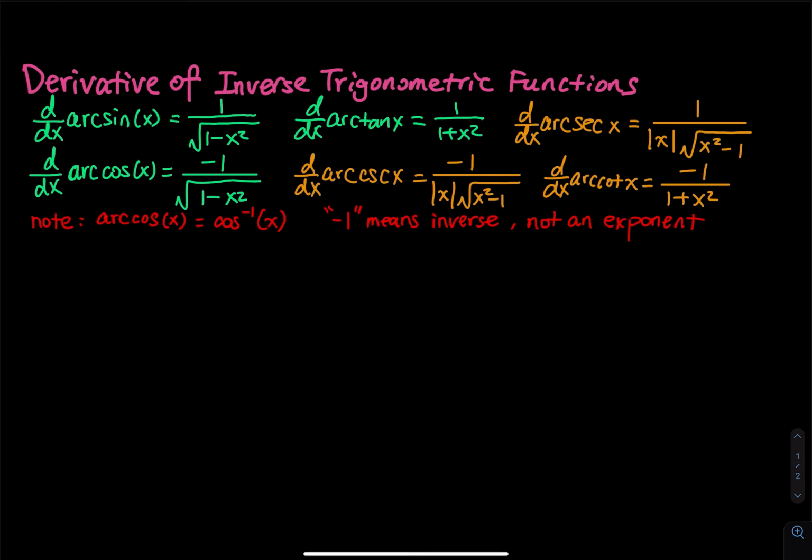The derivative of arctangent x is 1 divided by 1 plus x squared. For arc cosecant and arc secant, these two derivatives are less popular compared to the other four.